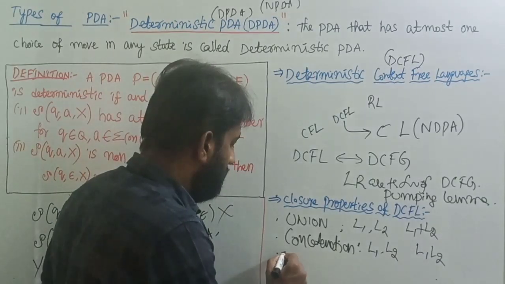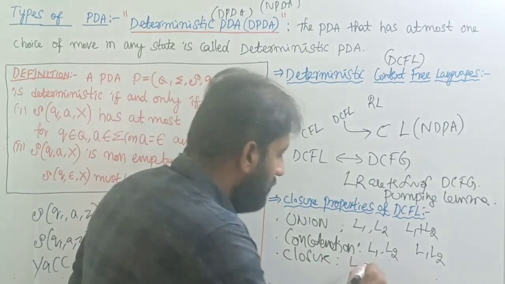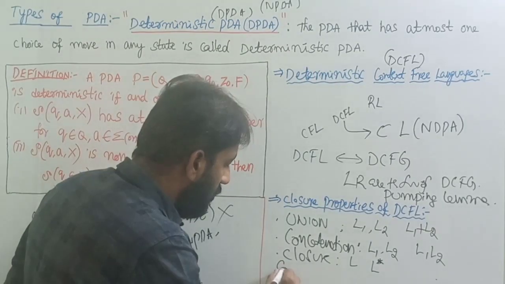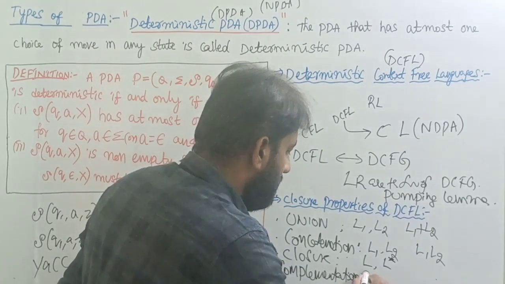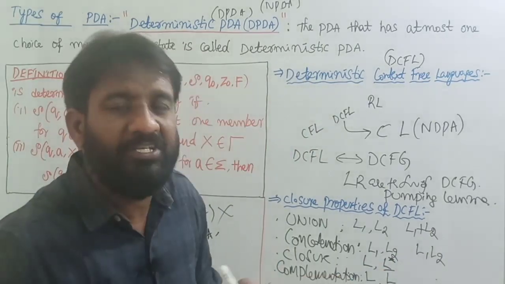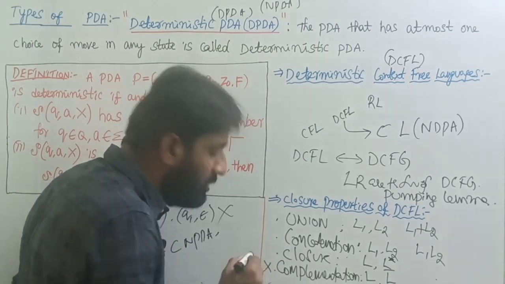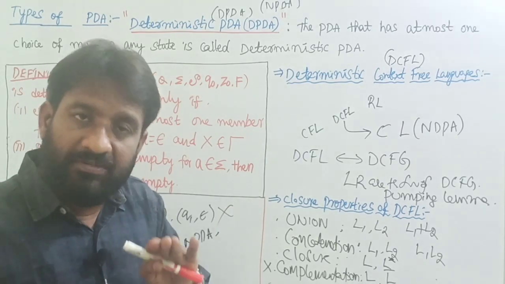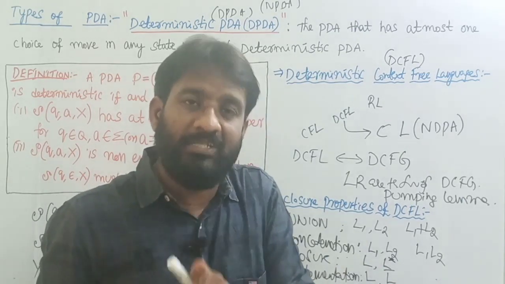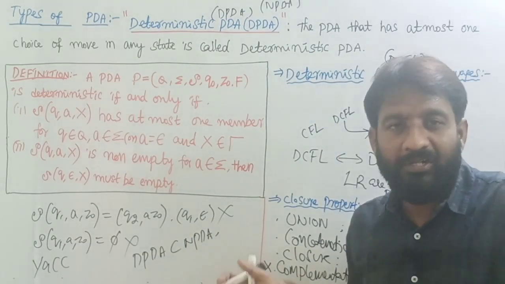The next closure property is closure. Let's say L is a deterministic context-free language, then its closure L star is also a deterministic context-free language. Then the fourth one, complementation. If L is a deterministic context-free language, then its complement is also a deterministic context-free language. You have to note one important point: context-free languages are not closed under complementation, but deterministic context-free languages are closed under complementation. That's why if a context-free language is closed under complementation, you can say that language is a deterministic context-free language. So this is all about the deterministic pushdown automata and deterministic context-free language.